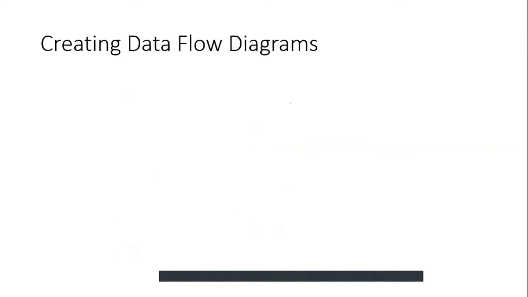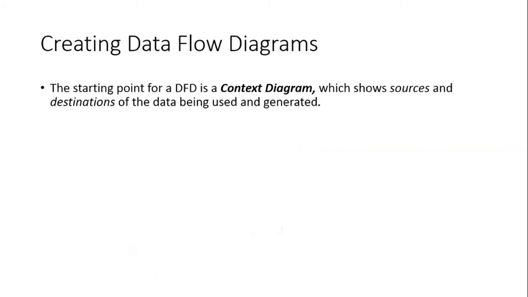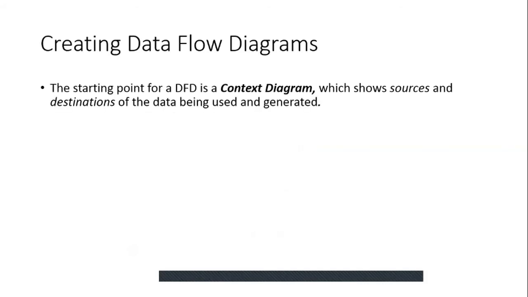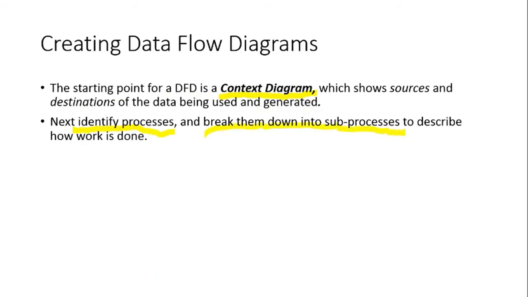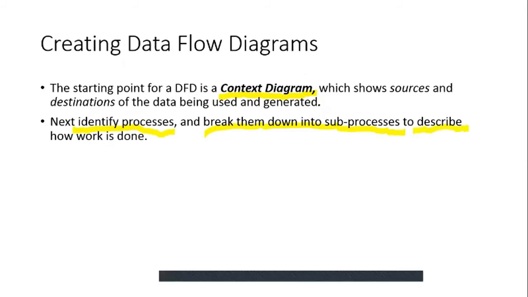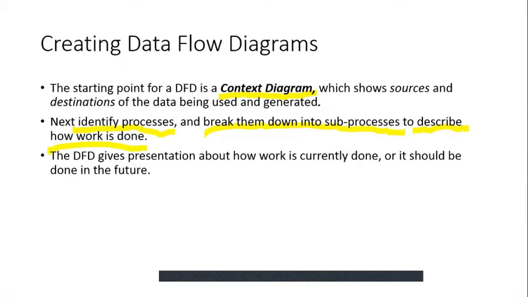Now we will know the different steps in creating a data flow diagram. We start with a context diagram for creating the data flow diagram. This context diagram shows sources and destinations of the data being used and generated. After creating the context diagram, we identify the processes and break each process into different sub-processes. This helps us to know the detail about how work is being done. The DFD, data flow diagram, gives a presentation of how work is currently done or how it should be done in the future.